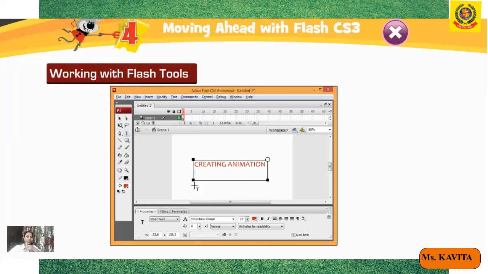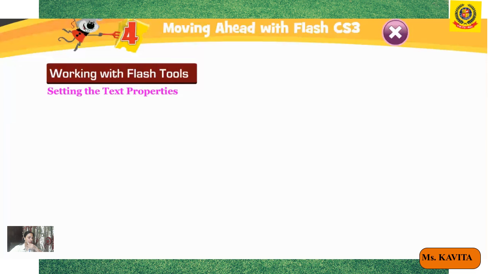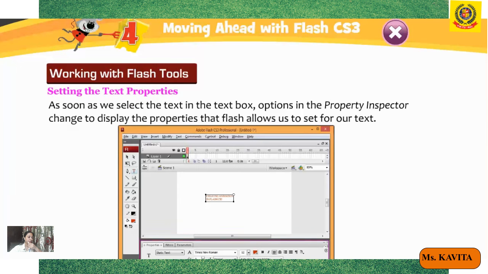How can we write using the text tool? First you will click on the text tool icon to select it. Then click on the stage where you want to insert the text. A small box appears on the stage with a blinking cursor inside. You can type your text at the cursor position. As you type, the text box expands to accommodate the text.